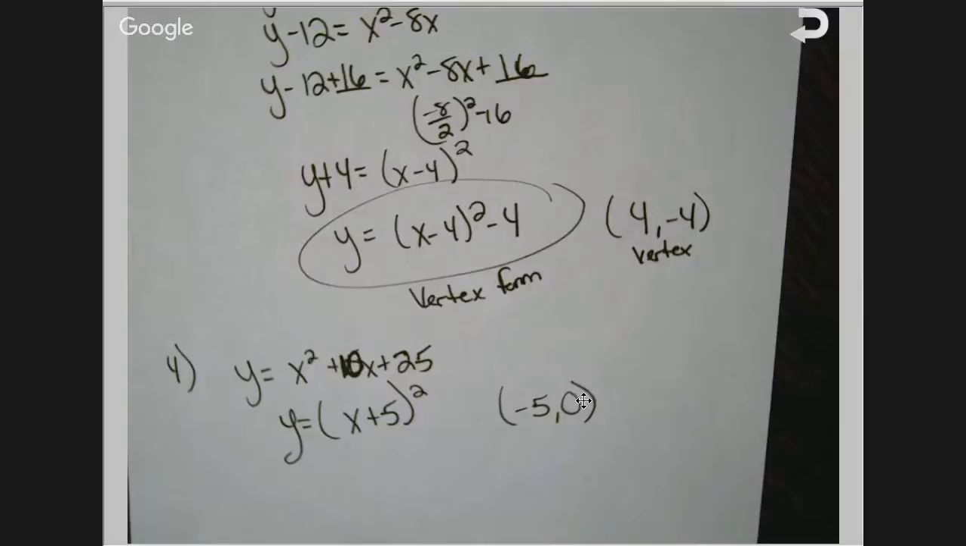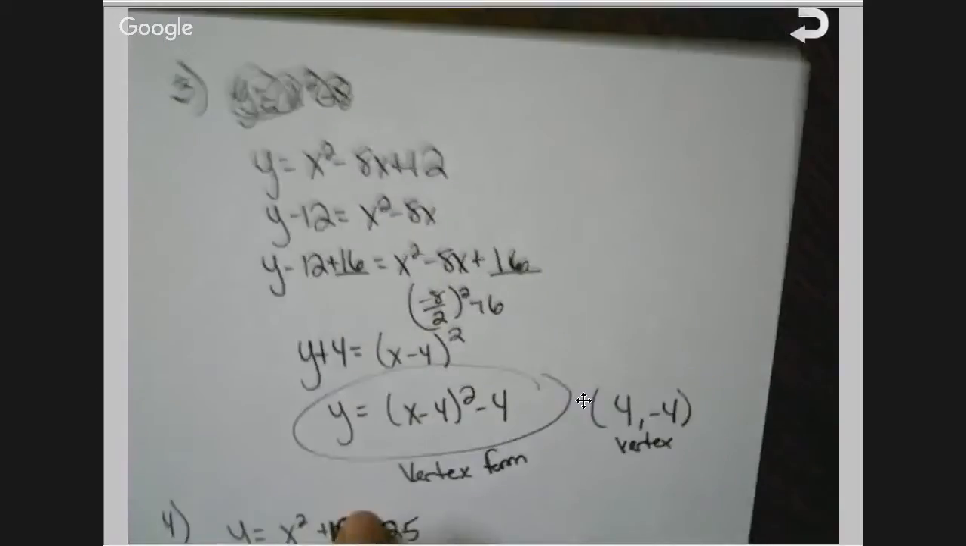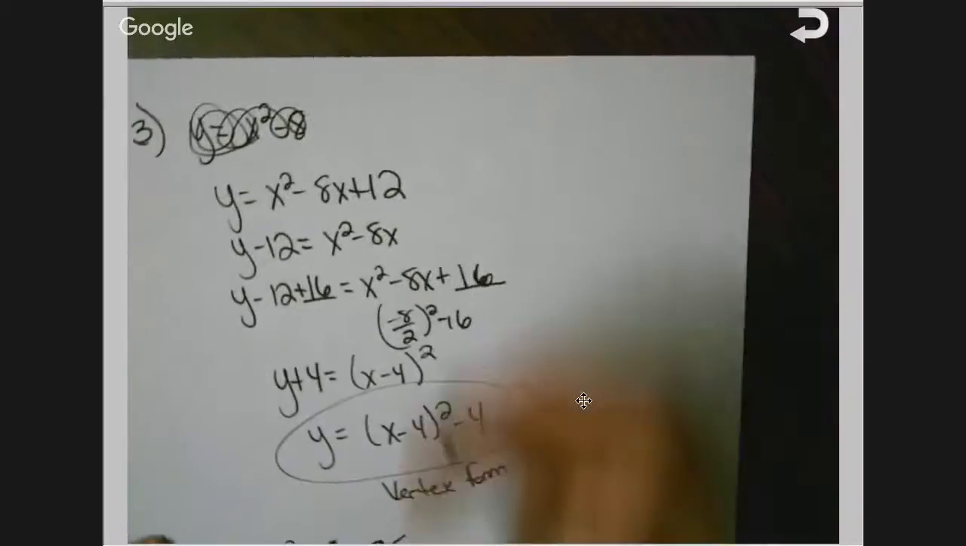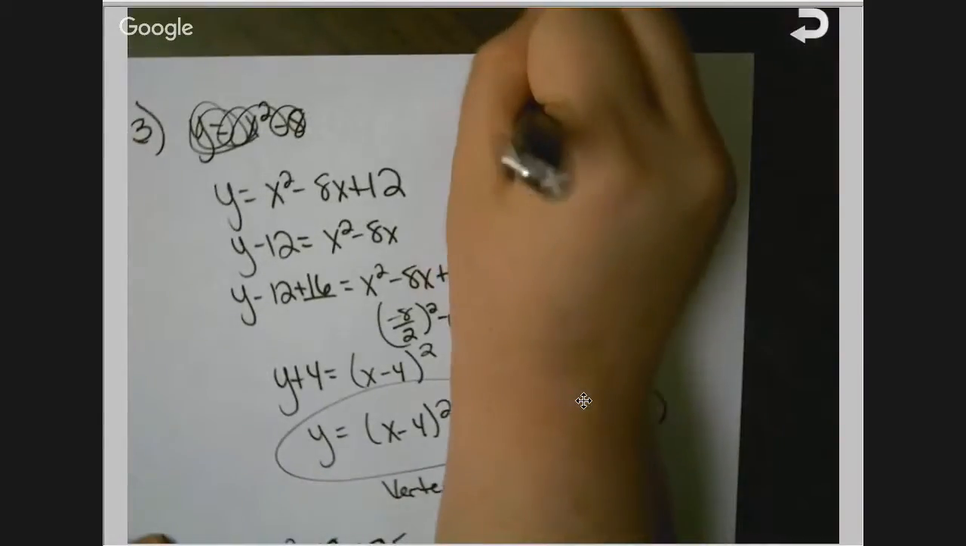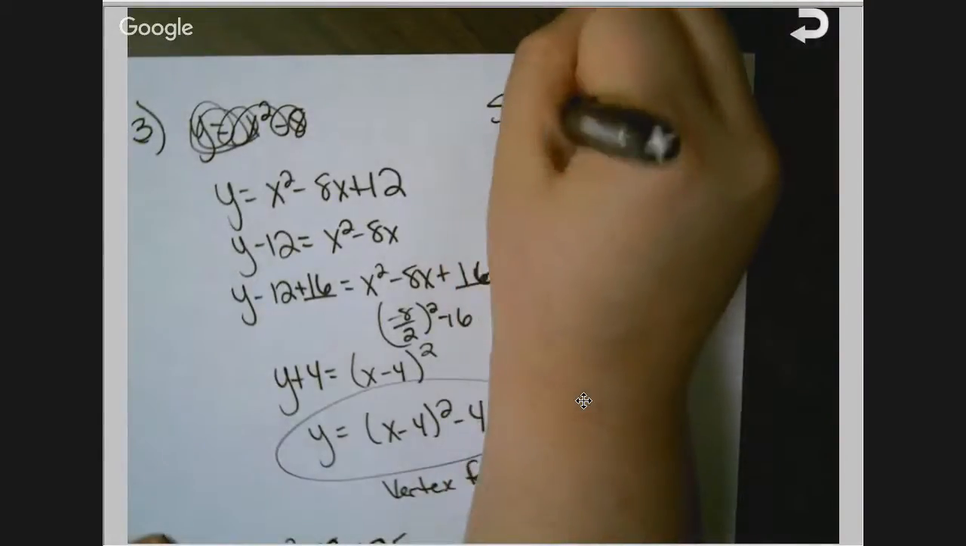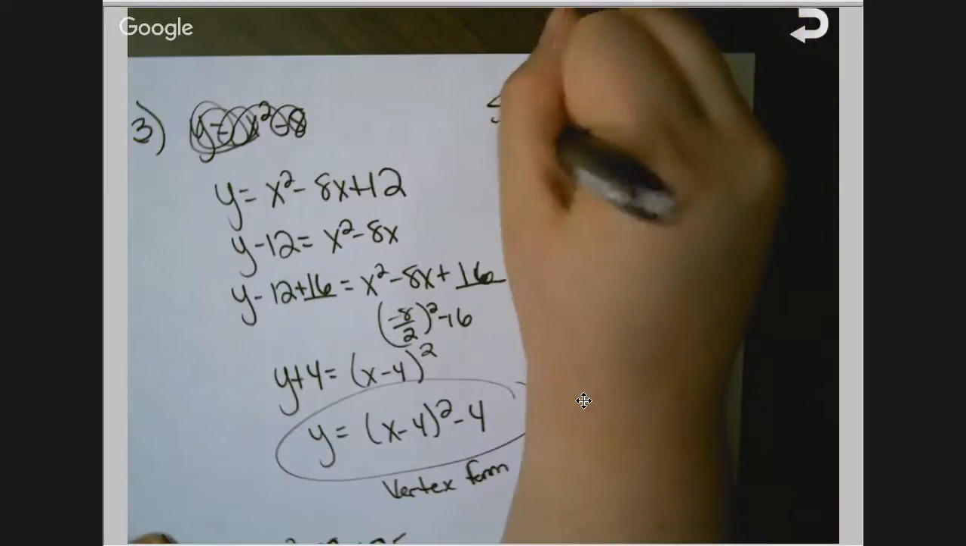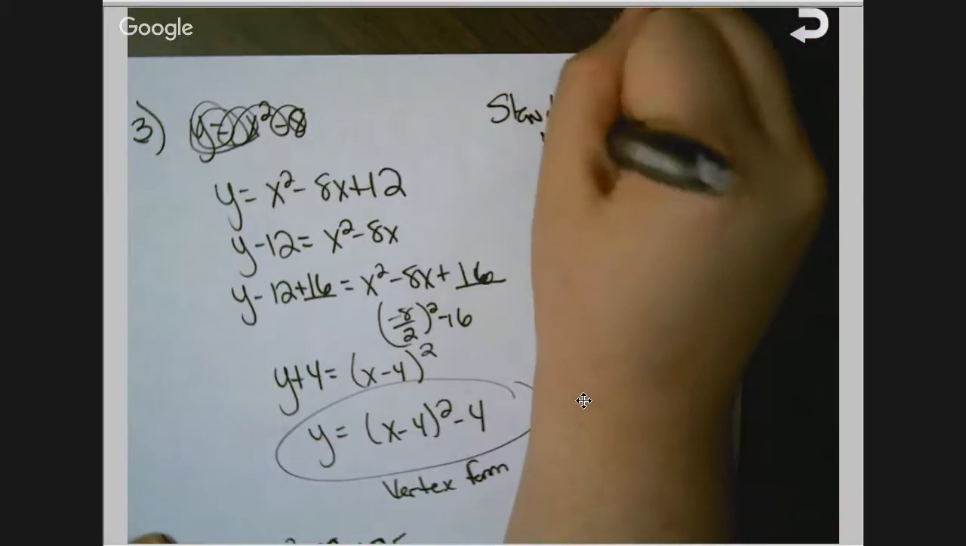Okay, and back. I do want to take a second and look at this example. The standard form of this one was y equals x squared minus 8x plus 12.